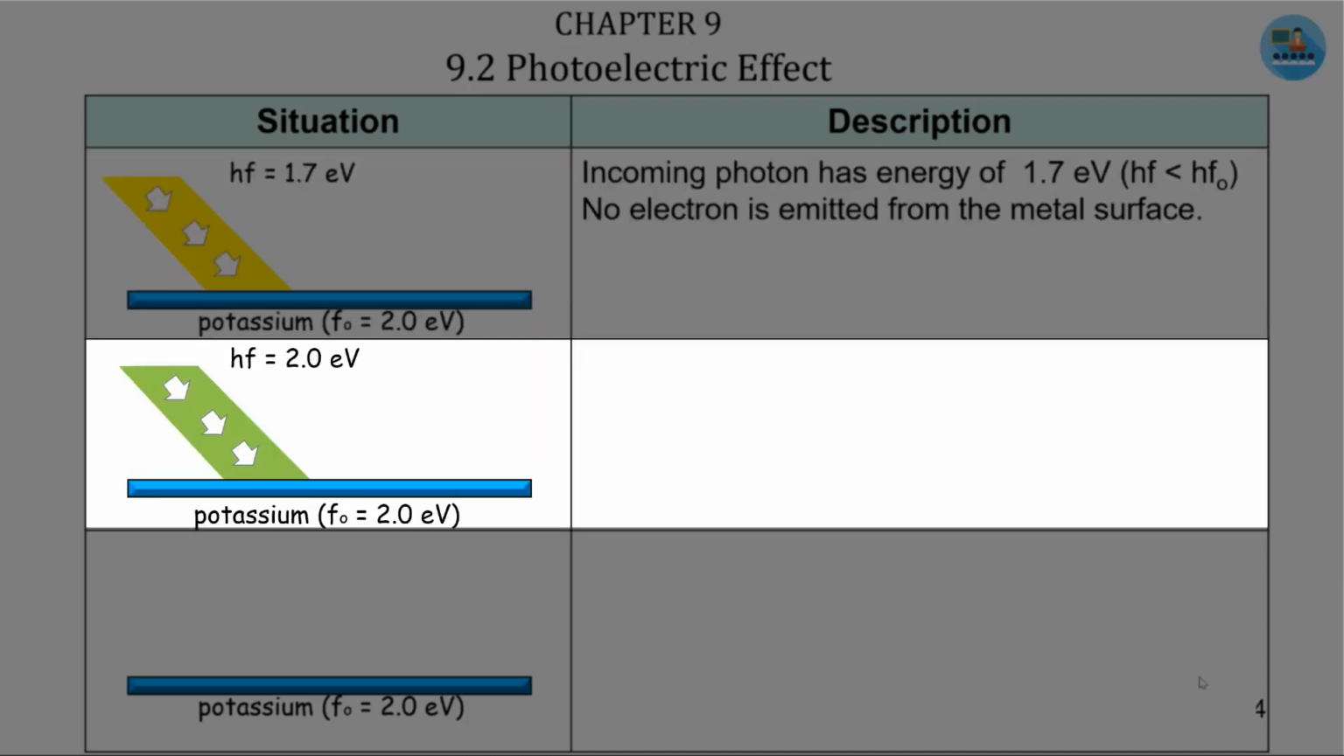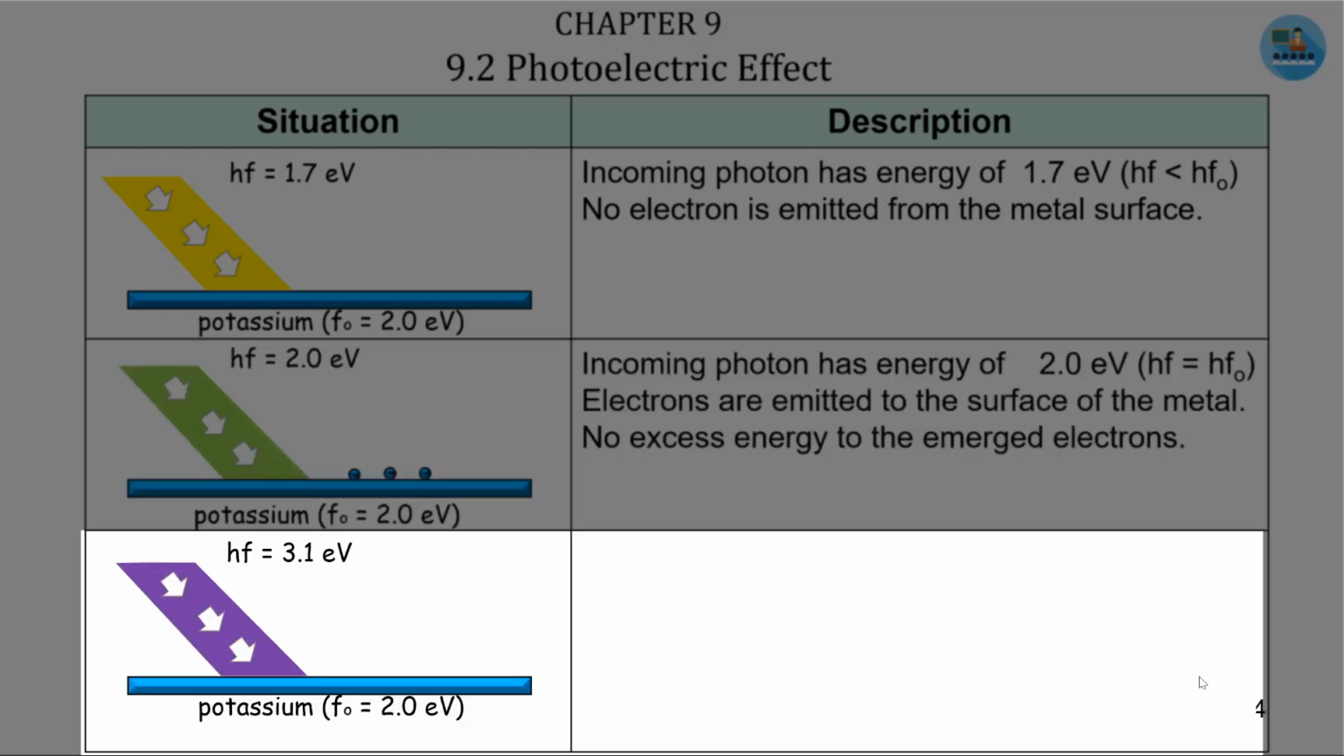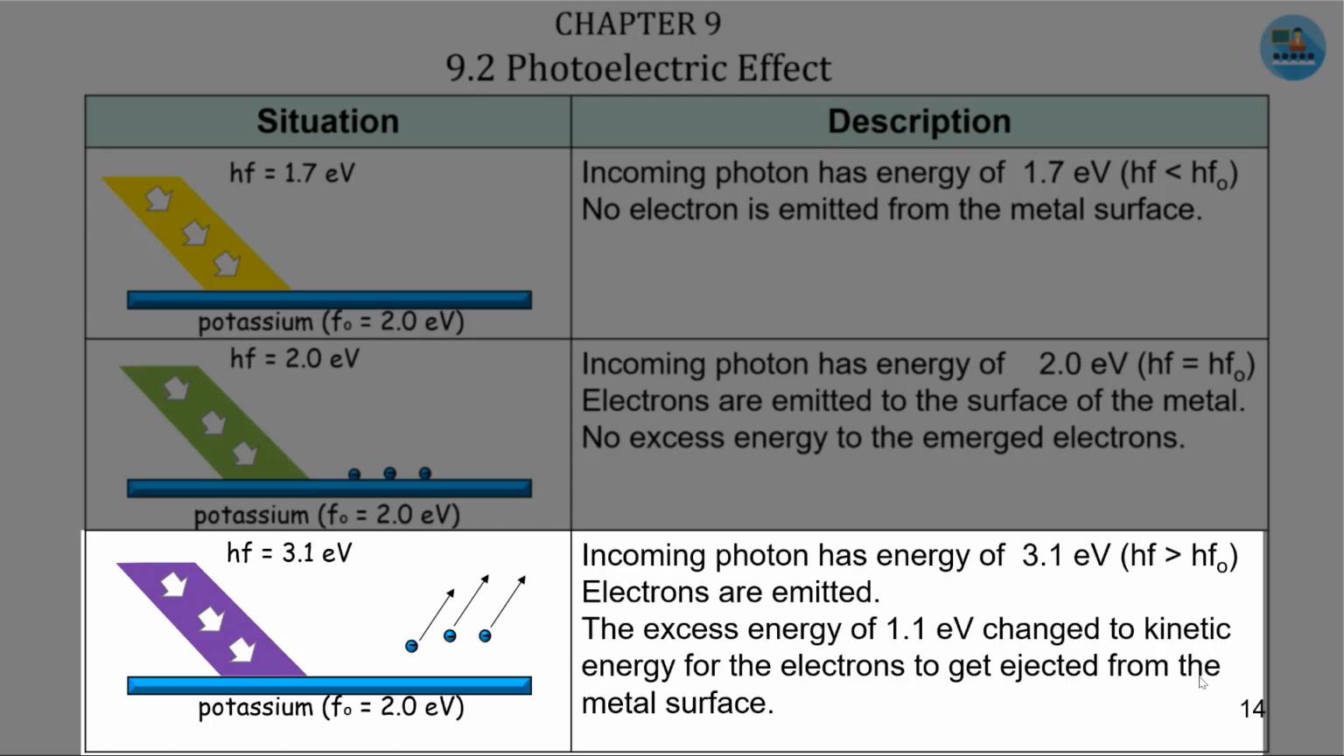The second light has the exact same magnitude as the threshold energy. Thus, the electrons are emitted, but only to the surface of the metal. There is no excess energy to move the electrons to the collector. The final light has energy more than that of the threshold, causing the photoelectrons to get ejected with an excess of 1.1 electron volts in the form of kinetic energy.